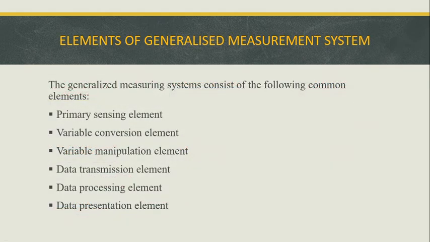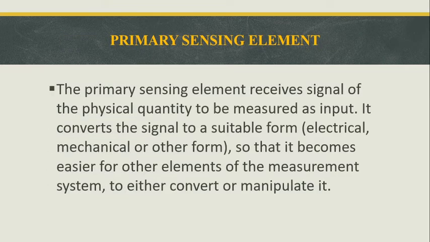Okay, let's see. Generalized measurement system consists of the following common elements: primary sensing element, variable conversion element, variable manipulation element, data transmission element, data processing element, and data presentation element. Okay, what is my primary sensing element? It receives the signal of the quantity to be measured as input, and it converts into a suitable form. It may be electrical, mechanical, or any other form that I already said.